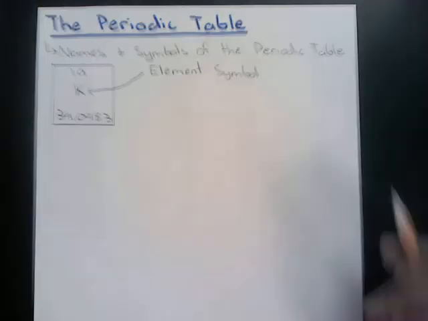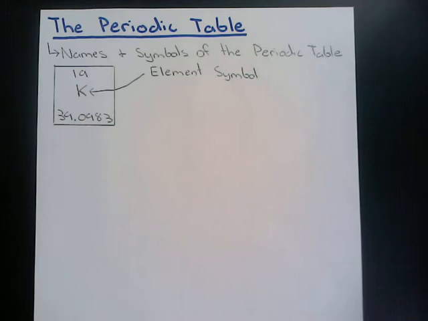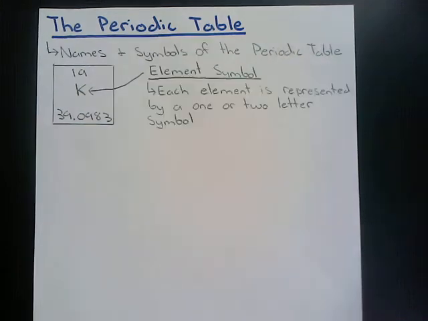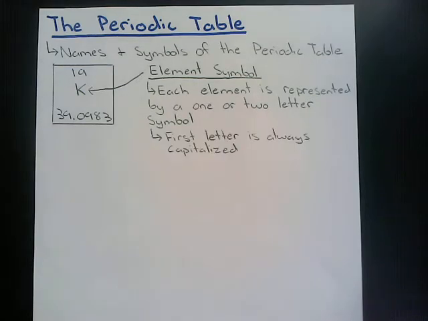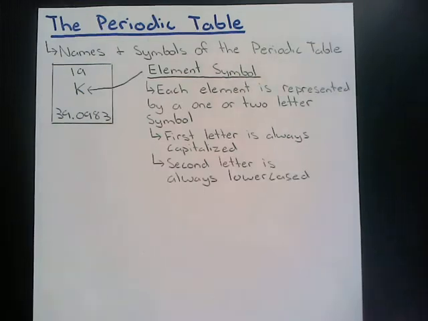Now, with our elemental symbol here, the element is represented by a 1 or 2 letter symbol. The first letter of the elemental symbol is always capitalized. The second letter, if it has one, not everyone does, is always lowercase. And so we have to be very, very careful when we write the element symbols.